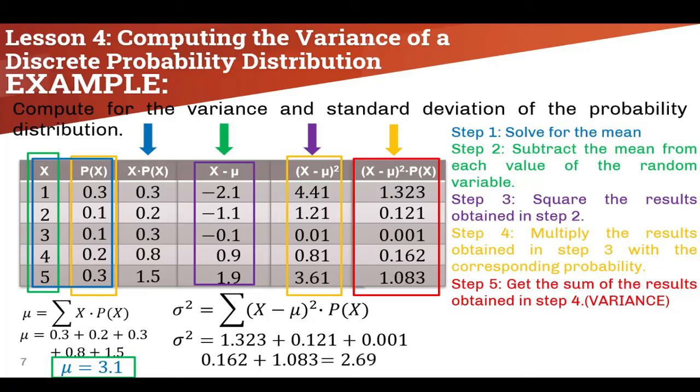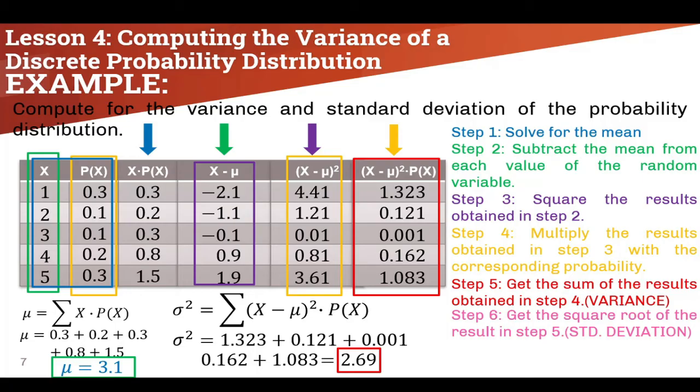Very good. 2.69. Yan ang aking variance. Paano naman, sir, yung standard deviation? We will proceed to step 6. Get the square root of the result in step 5 para makuha natin yung standard deviation. So, all I have to do is to get the square root of 2.69. Therefore, anong square root ng 2.69?